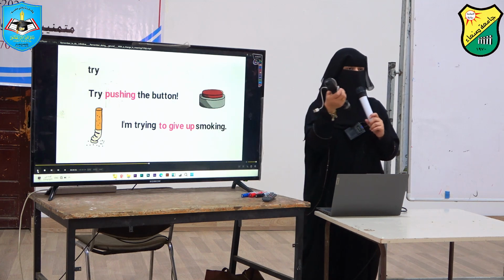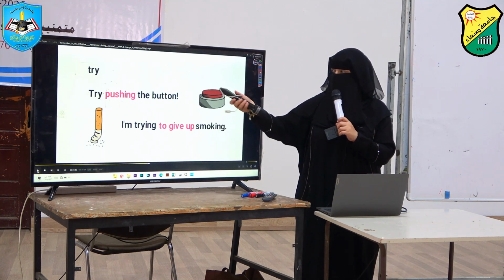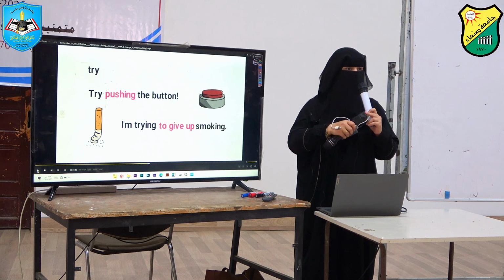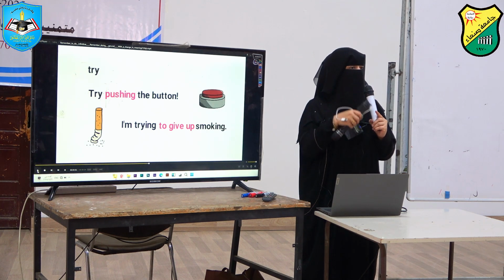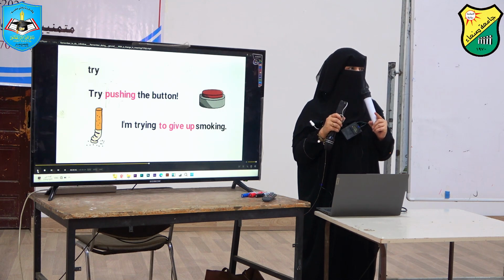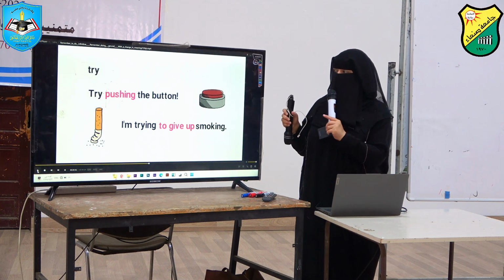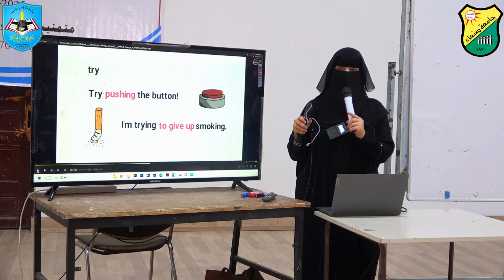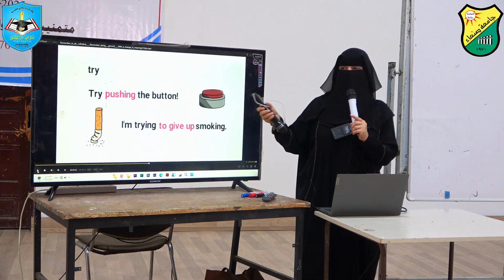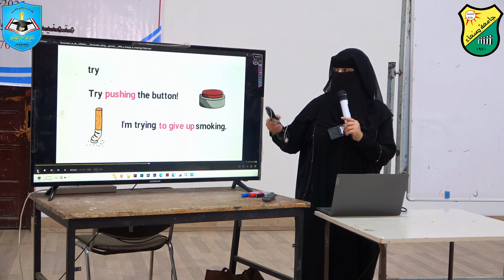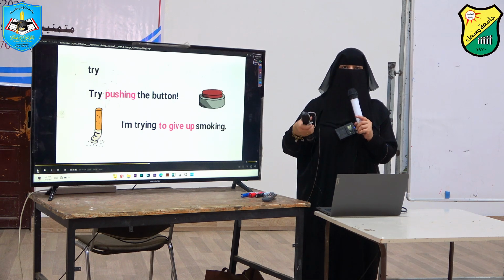Now, you have a problem here. I cannot use this. I will say, try pushing the button. Try pushing the button. It means I am suggesting to do something. So I will not say try to push the button, because this is not a suggestion. So when I say try pushing something or the button, it means I am suggesting.